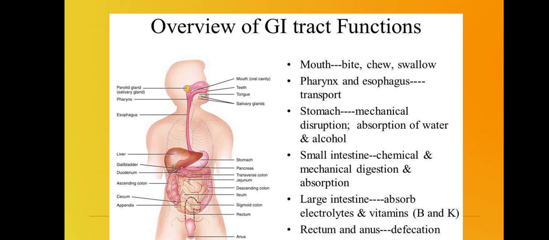So here's the overview of GI tract functions. The mouth is to bite, to chew, and to swallow. The pharynx and esophagus are to transport. The stomach does mechanical disruption and absorption of water and alcohol. The small intestine does chemical and mechanical digestion and absorption. The large intestine is to absorb electrolytes and vitamins like B and K.